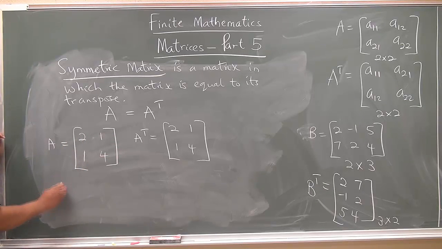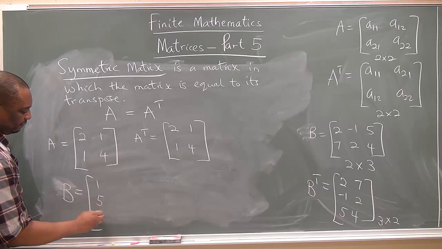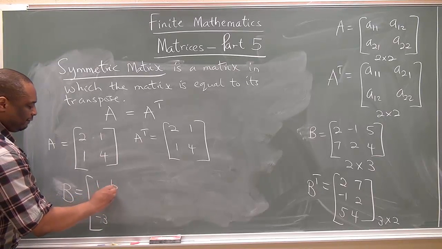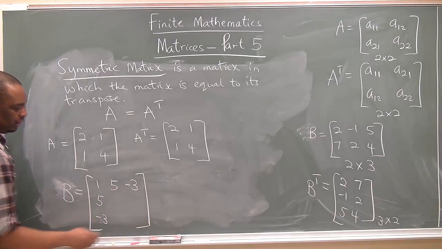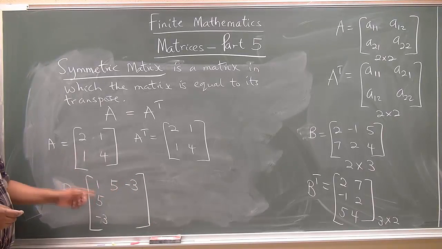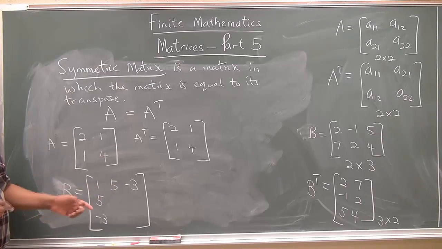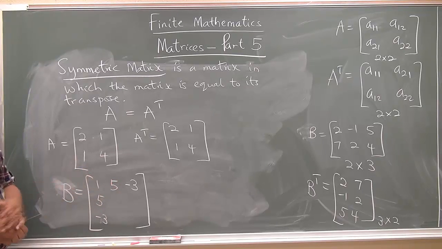If we want to write a 3x3 symmetric matrix, let's use B this time. If we write 1, 5, negative 3, that means we wrote 5 here, so 5 will be here. Are you with me? And then negative 3 will be here, and then you close this. You have to look at it when you write it. You write the column first and then the row, or the row first and then the column. But I prefer writing the column first, and then I repeat the same thing on the row.